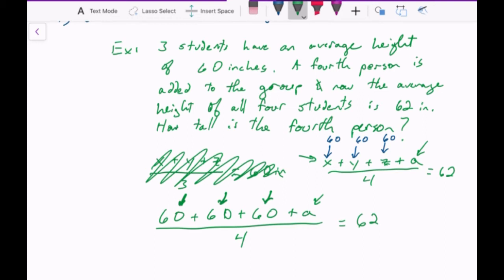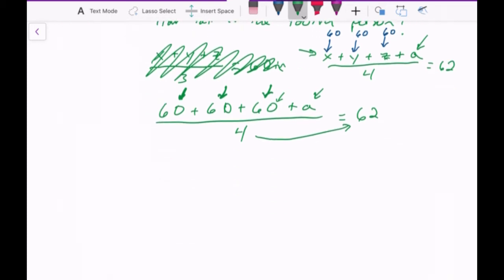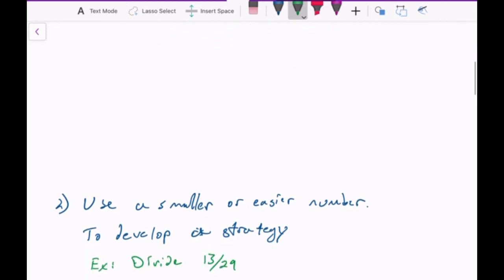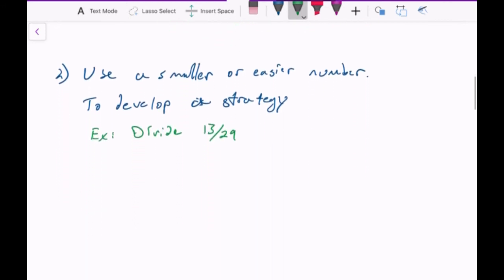Alright, I won't go through the details, but to solve this you'd multiply both sides by 4 and you'd get 248 on the right side, and then subtract these 60s off from both sides, and that would tell you what A was. The answer should be 68 if you want to try that on your own.